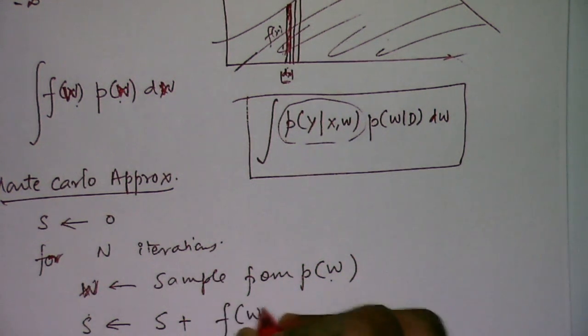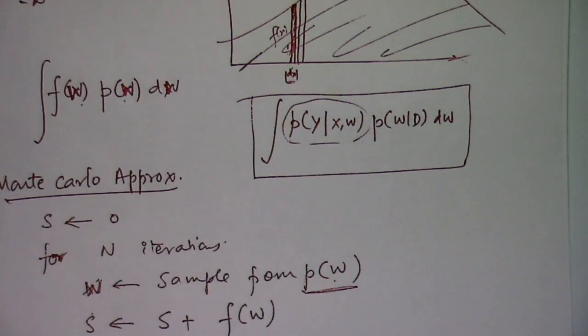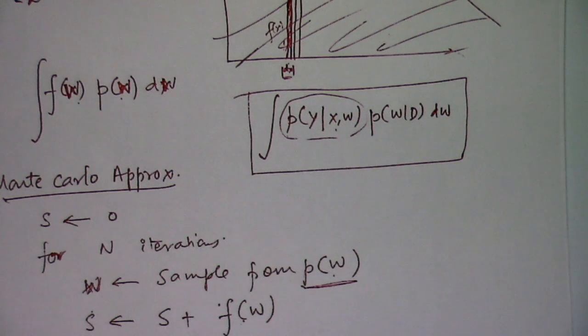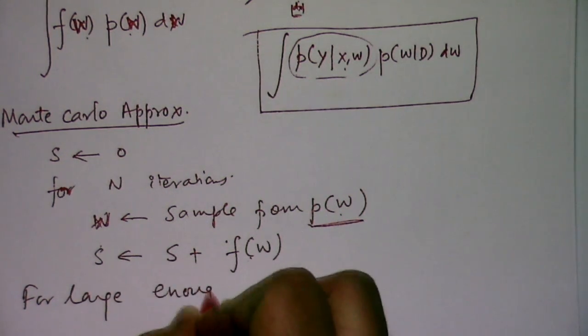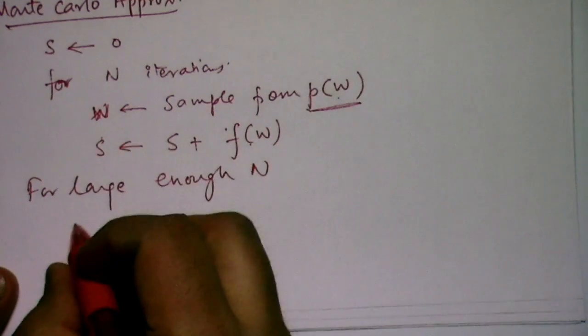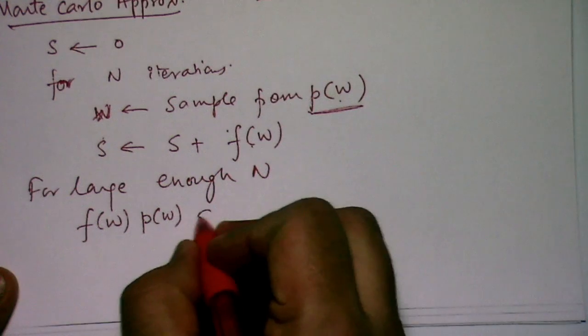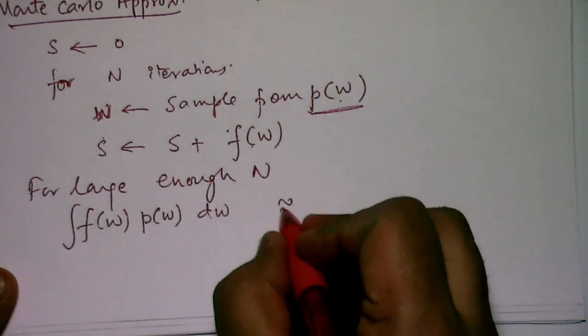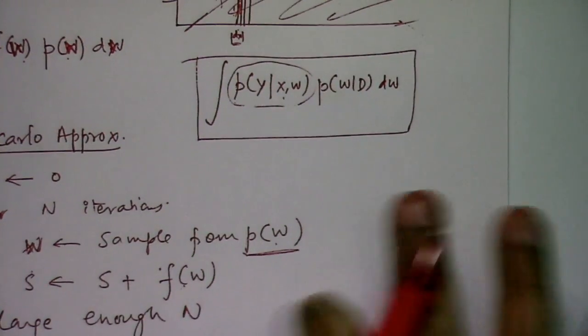f of w, right? So what you essentially do is you repeatedly draw samples from this distribution, which is given by p of w, and then you compute f of w for that, or in this case this value, and then you keep adding that. So the effect of this will be, for large enough n, right, that the integration of f of w, p of w, dw will be very close to s. And I mean, think about it a little more, but this is all I want to talk about.